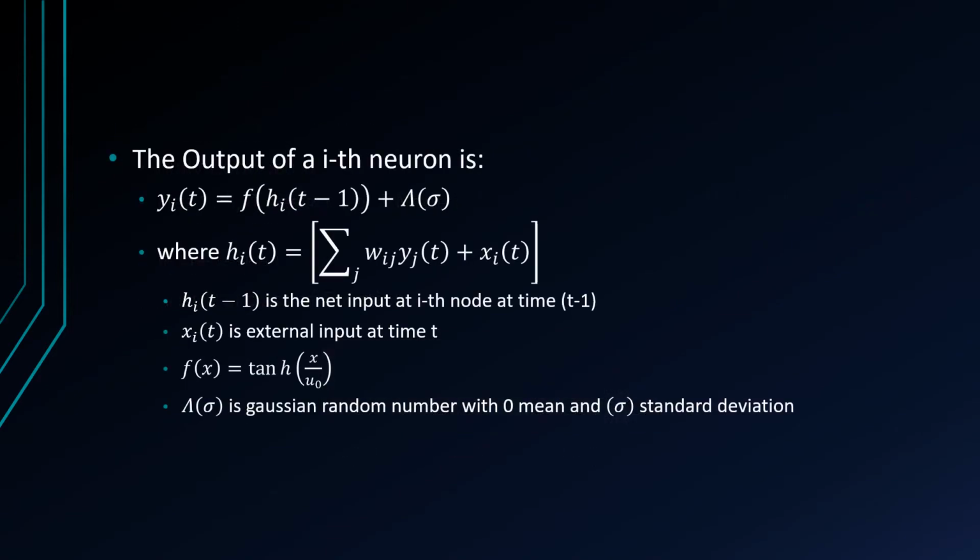The output of the ith neuron is y_i(t) = f(h_i(t-1)) + λ(σ), where h_i(t) is the summation of w_ij y_j(t) plus x_i(t). Here h_i(t-1) is the net input at the ith node at time t minus 1. x_i(t) is the external input at time t. f(x) is the node function, which is tanh of x by mu naught. λ(σ) is the Gaussian random number with zero mean and sigma standard deviation.